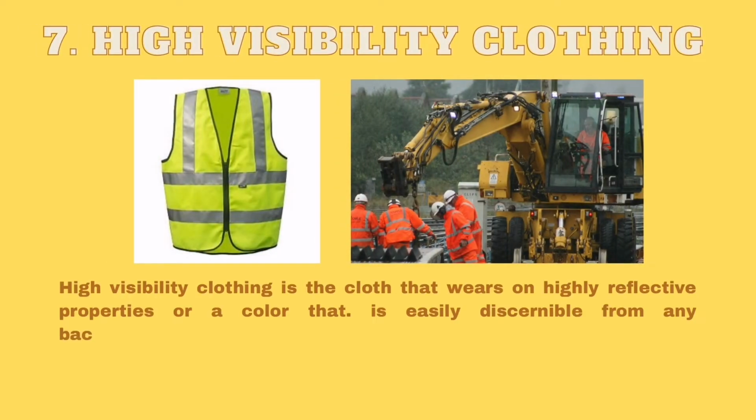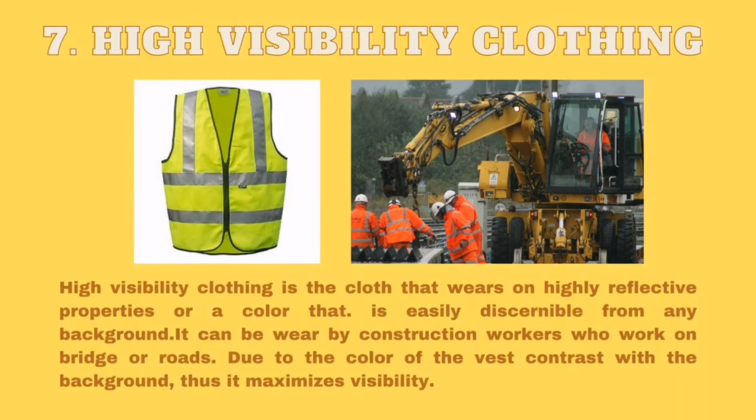High visibility clothing is clothing with highly reflective properties or a color that is easily discernible from any background. As an example, a yellow waistcoat is worn by emergency services. It can be worn by construction workers who work on bridges or roads. Because the color of the vest contrasts with the background, it maximizes visibility, so motorcyclists and drivers will notice them, thus reducing the risk of being hit.